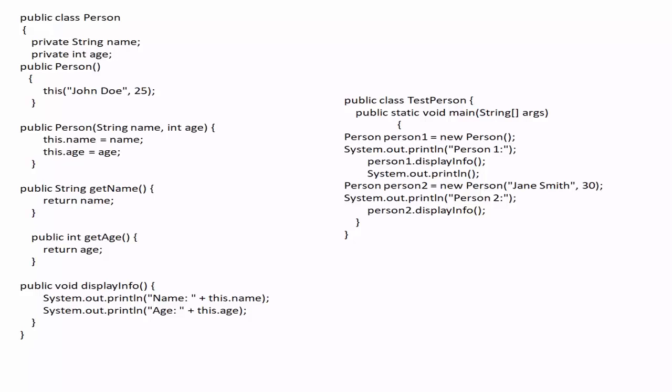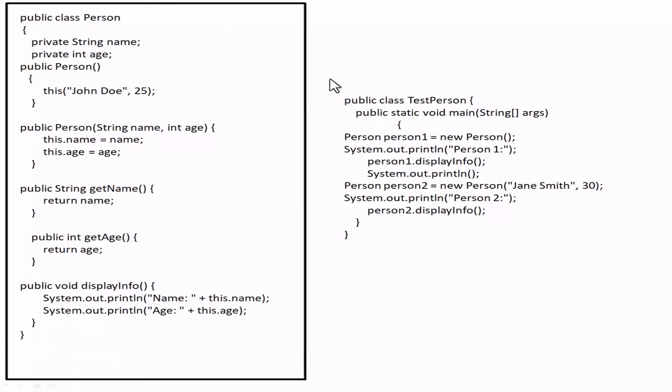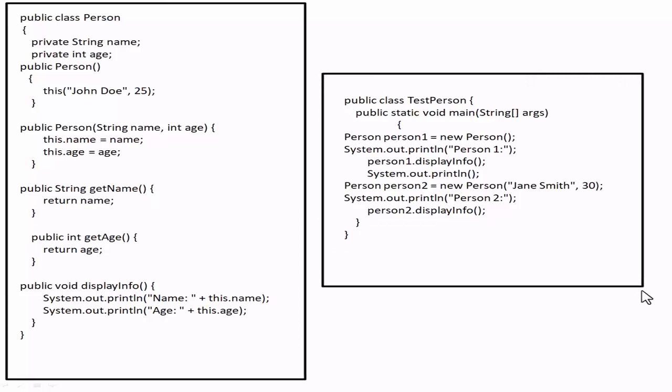So how are you using this? Here you have two classes. The first class is Person, the other class is TestPerson. The class Person contains different attributes which are declared as private: private String name and age. So two attributes we are using, name and age.